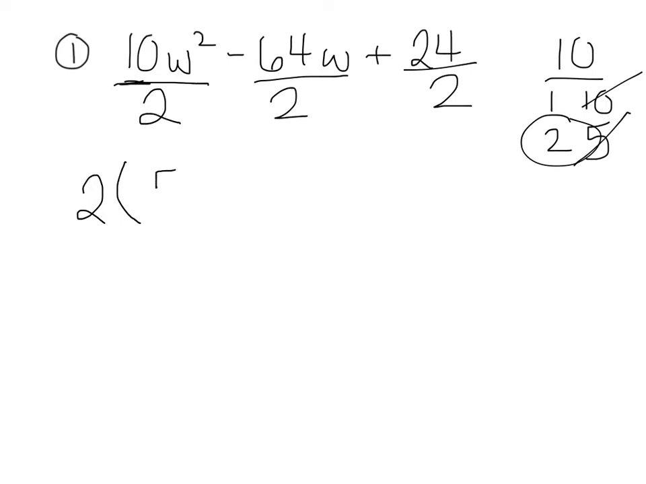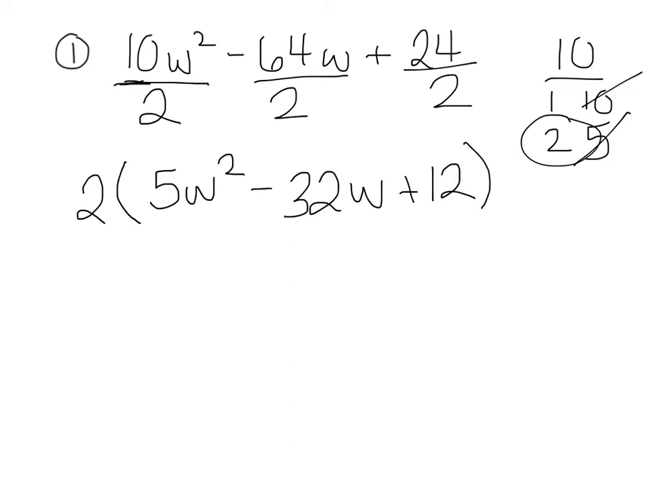10 divided by 2 is 5. And then we have w squared. And then 64 divided by 2 is going to be 32w, plus 24 divided by 2 is 12. So then we just have a 12 at the end. Now that we've factored out our 2, we have a trinomial that looks like what we've been dealing with.